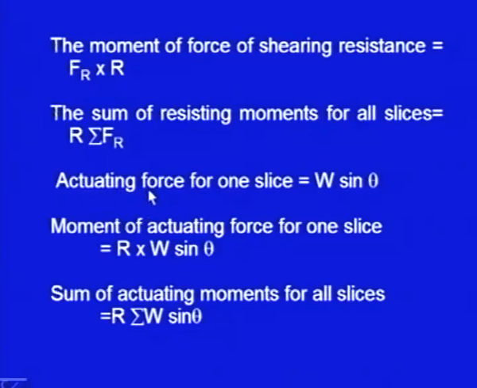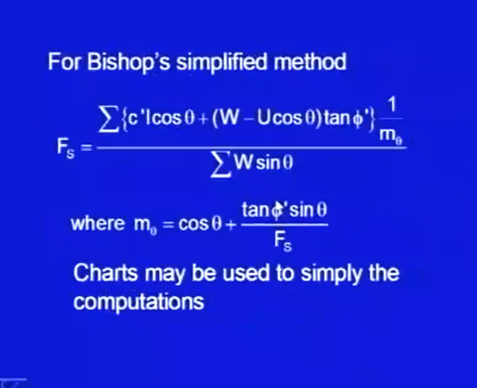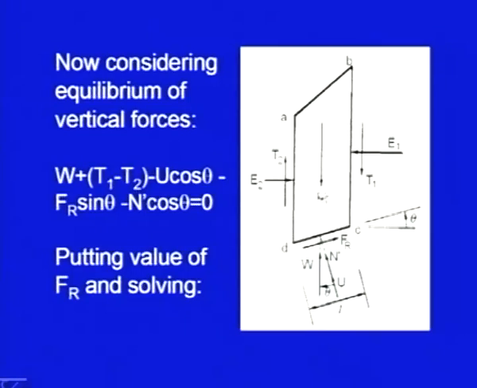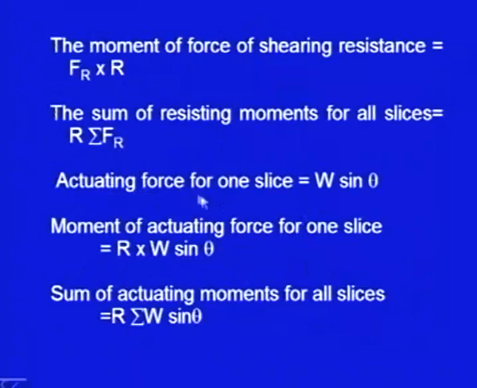Similarly, we can find out the actuating forces. The actuating force for one slice is w, and it is the force which is acting here, trying to destabilize it. So, that will be w sin theta. The actuating force for one slice is equal to w sin theta, and its moment will again be multiplied by r. That is the moment of the actuating force for one slice.